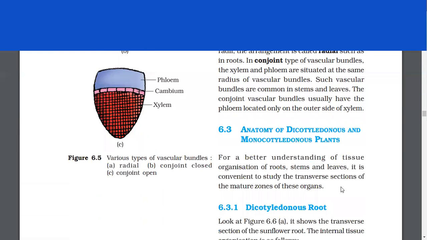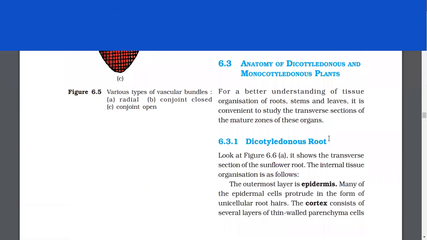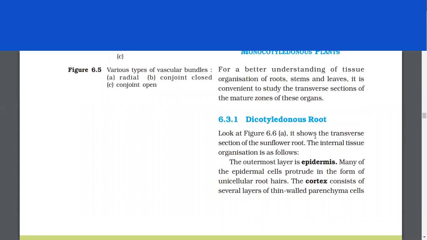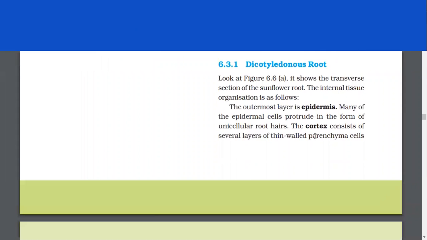Anatomy of dicots and monocot plants. For a better understanding of tissue organization of roots, stems, and leaves, it is convenient to study the transverse sections of the mature zones of these organs. Dicotyledonous roots. Look at figure 6.6a. It shows the transverse section of the sunflower root. The internal tissue organization is as follows.